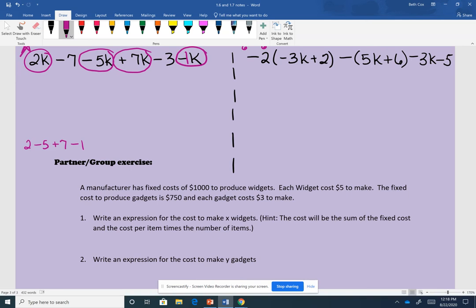I can do that in my calculator. 2 minus 5 plus 7 minus 1. I can do it in my head. I can do it however I want to. I get 3. I get 3k. Okay, those are all the k's. And then I've got a minus 7 and a minus 3. Okay, sign same. I can do it on the calculator if I want to. Sign same, add the numbers, keep the sign. I get minus 10. So that's your answer for that one.